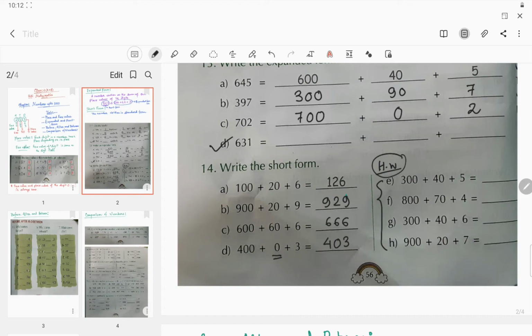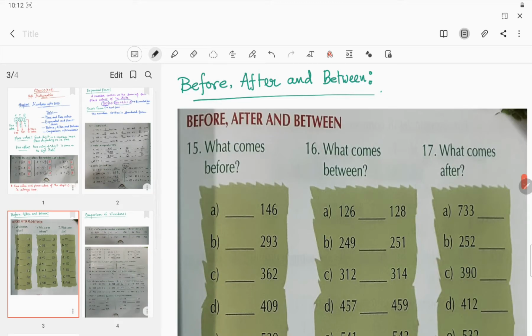Now I am going to the next topic, that is before, after and between. You know about the predecessor and successor. Predecessor means the number that comes before. The successor is the number that comes after.